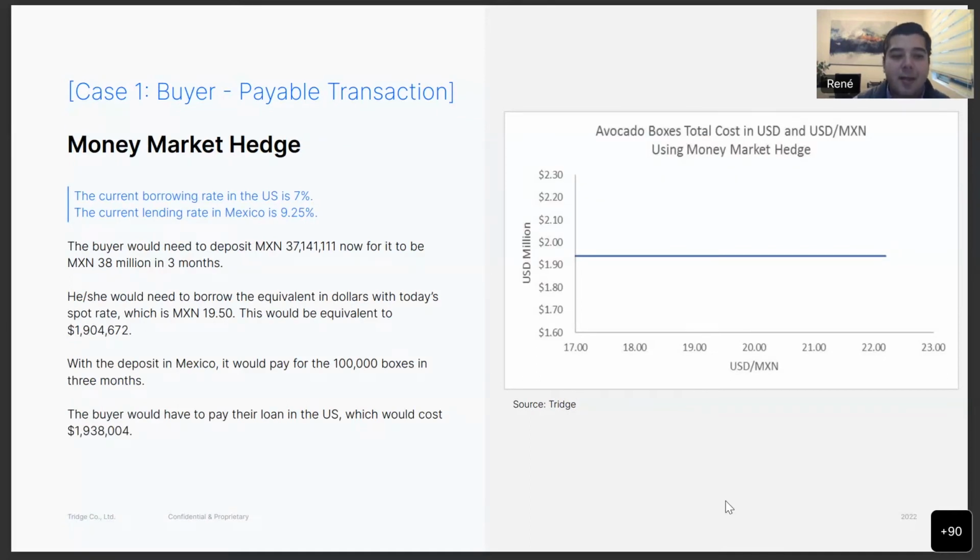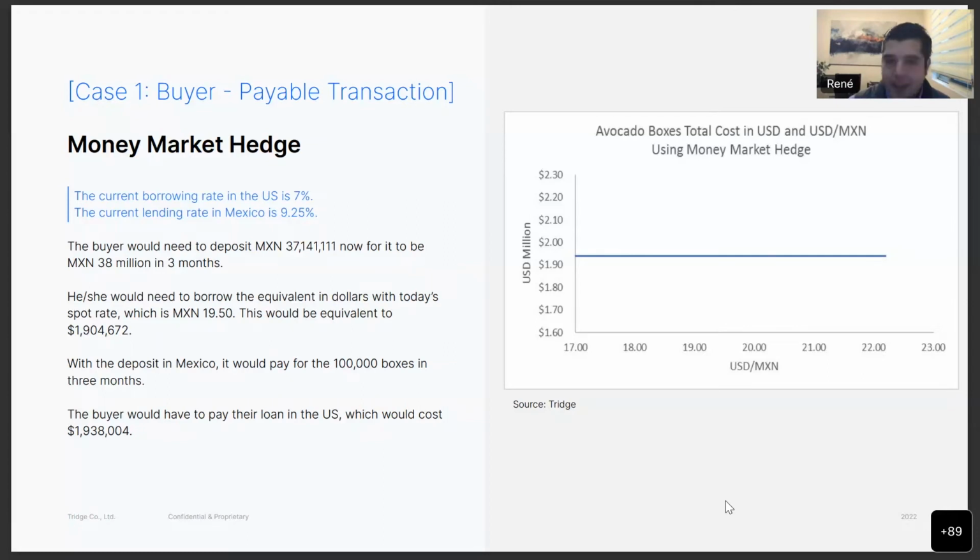Now let's see what he can get by using a money market hedge. The money market hedge involves the buyer taking a debt in some currency and making a deposit in another currency. Let me explain. So the buyer needs pesos, right? He knows exactly how many pesos he needs to pay his Jalisco exporter. Now, in this case, the interest rates he seeks are fixed, which are here on the top of the slide.